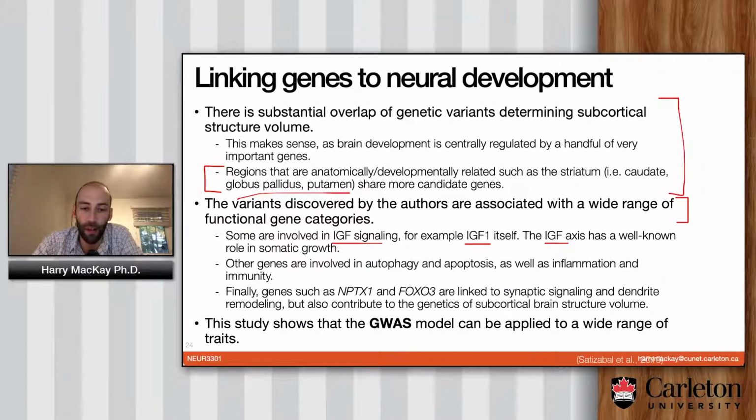There are other genes involved in autophagy and apoptosis, inflammation, and immunity. There's a whole host of genes, but what I'm trying to show you here is that the GWAS model can be applied to a very wide range of traits.